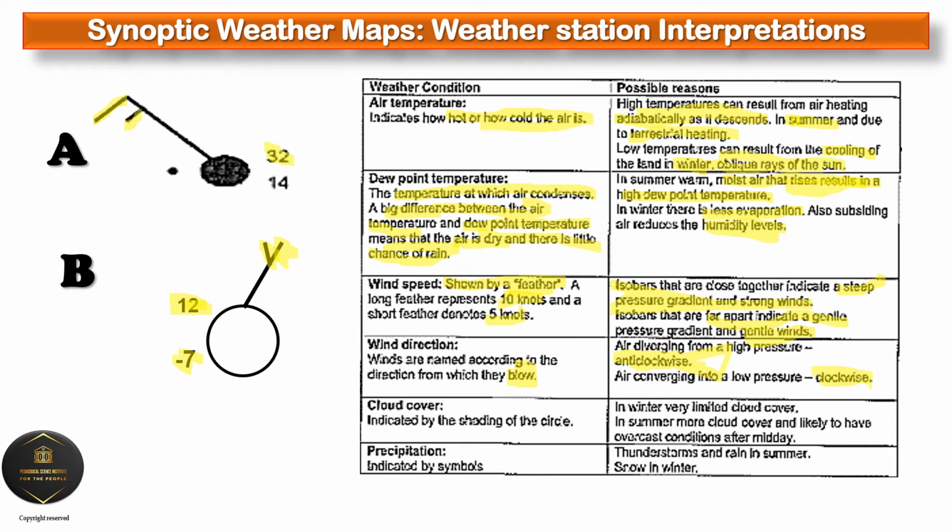Now, looking at cloud cover, remember, cloud cover is indicated by shading of the circle. So in winter, we have limited cloud cover, so that's what weather station B is showing. While in summer, we have more cloud cover, which means we are more likely to have overcast conditions after midday. So that's what we have in weather station A.